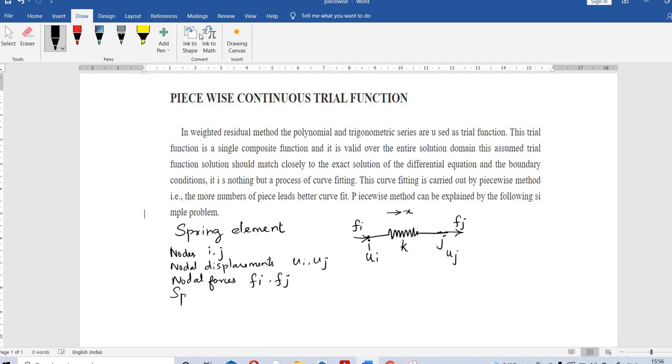And the next one, the spring constant is K. Generally the spring constant is the slope of the load deflection curve, where F is the load on the y-axis and x is the displacement on the x-axis. The force required to produce a unit displacement is called the stiffness or spring constant.